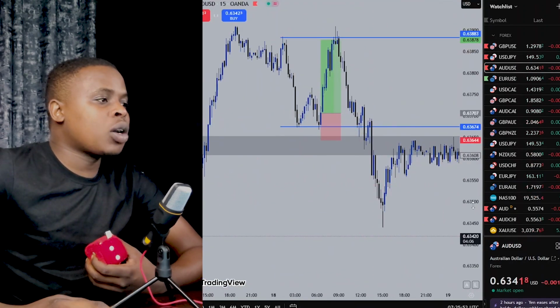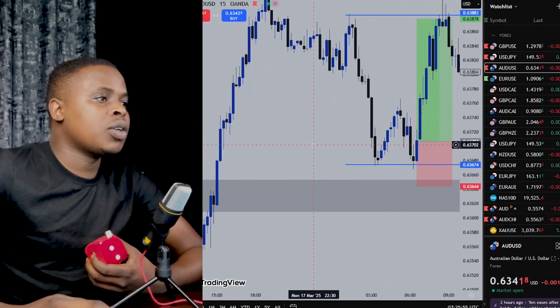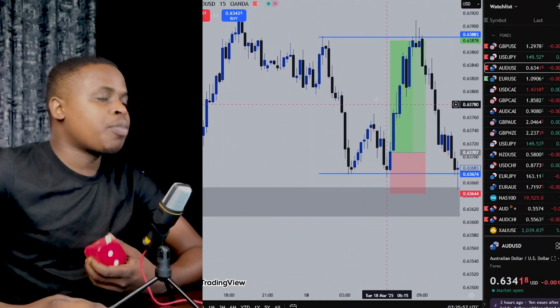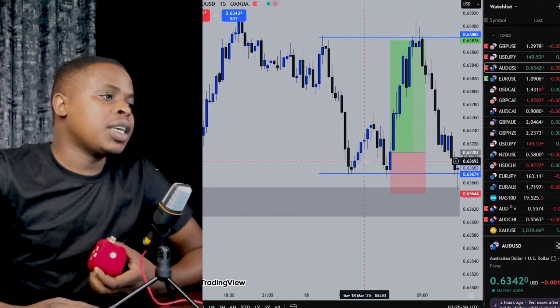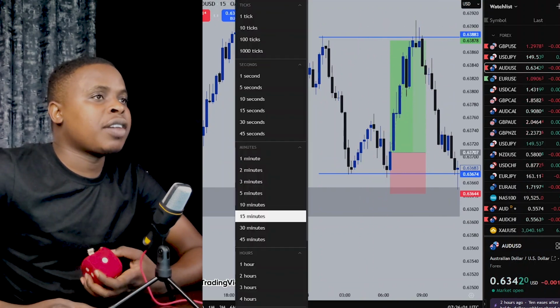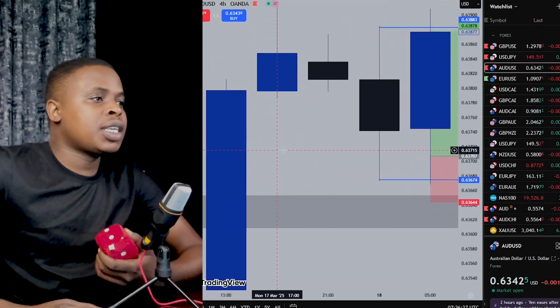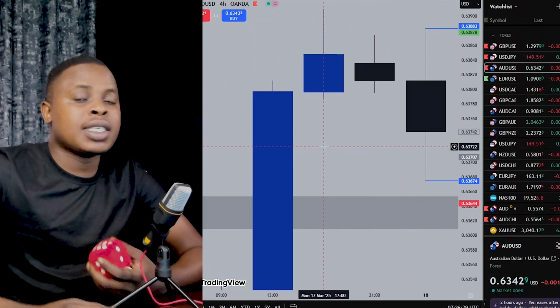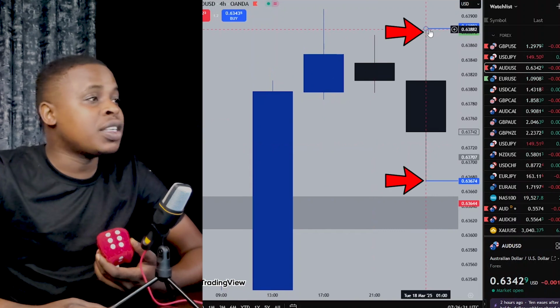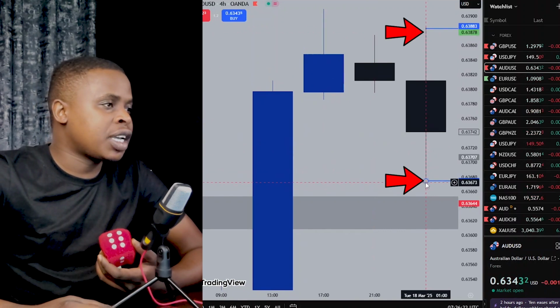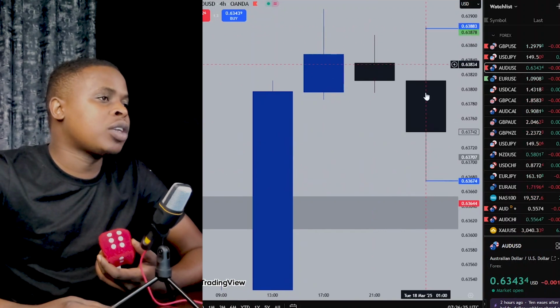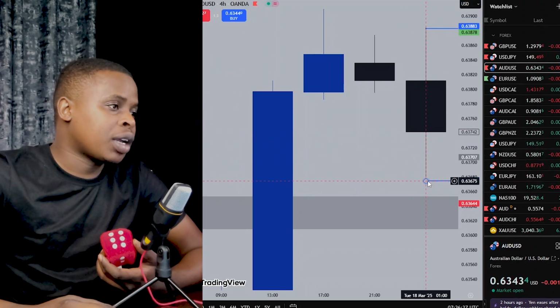So this was another one. This was a very good trade right here. You can see right here. What happens here is that this is a 15-minute time frame, but if I go to the higher time frame, you can see that on this candle, I just marked the top of this candle and the bottom of this candle, right? So I marked this top and this bottom right here.